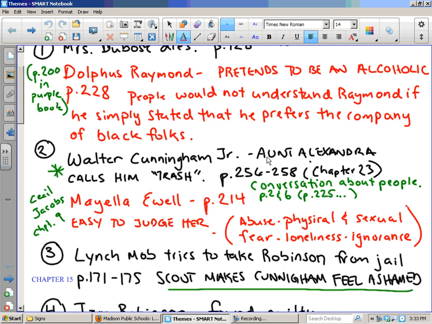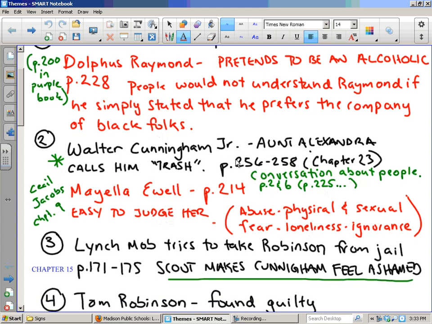is a wonderful example of this. In the tan book here, this is chapter 23, if you're trying to figure this out for your other book. It may be page 225 in the purple book. We see that Aunt Alexandra calls Walter Cunningham trash. This sends Scout running off into her room crying.